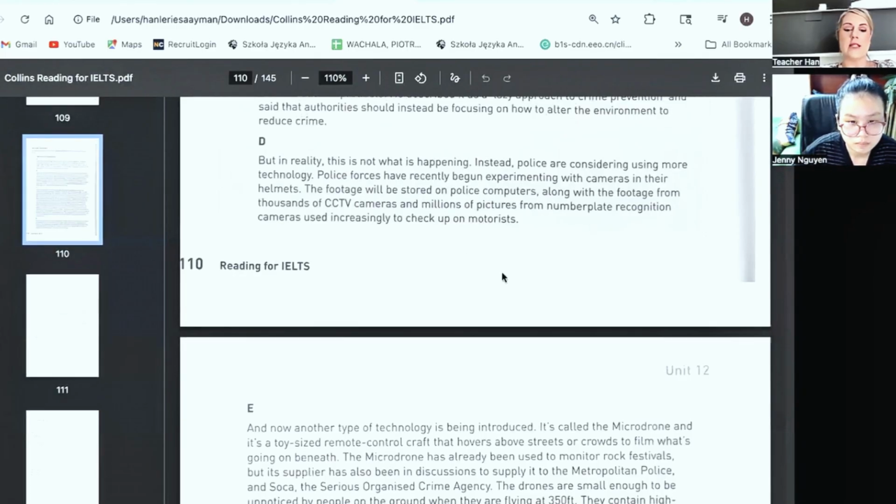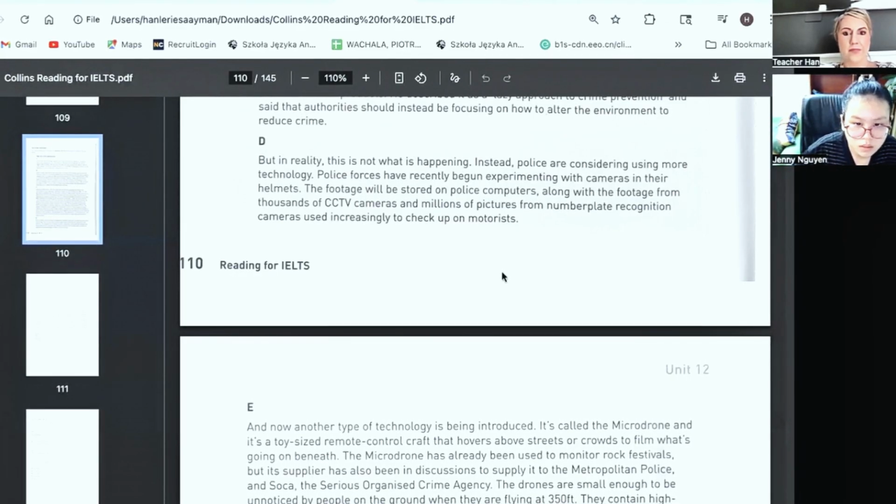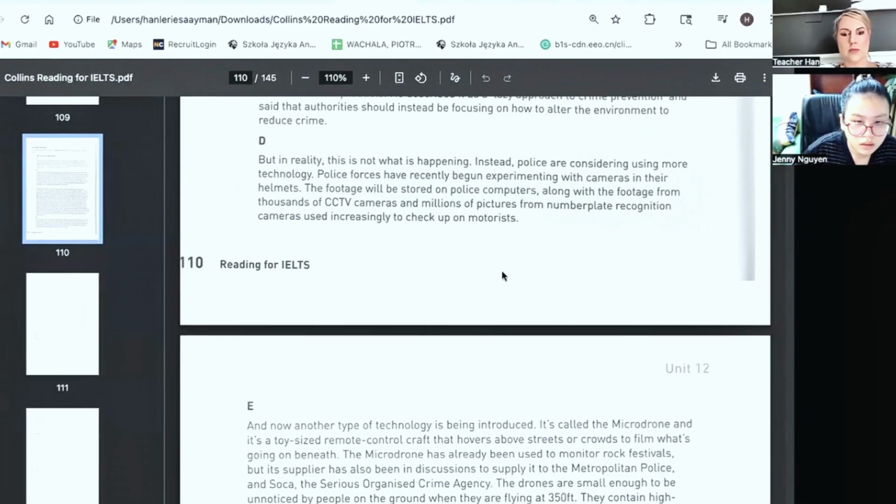But in reality, it is not what is happening. Instead, police are considering using more technologies. Police forces have recently begun experimenting with cameras in their helmets. The footage will be stored on the police computer along with the footage from thousands of CCTV cameras and millions of pictures from number plate recognition cameras used increasingly to check on motorists.